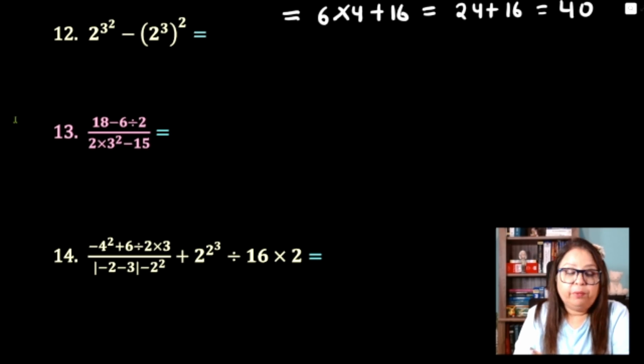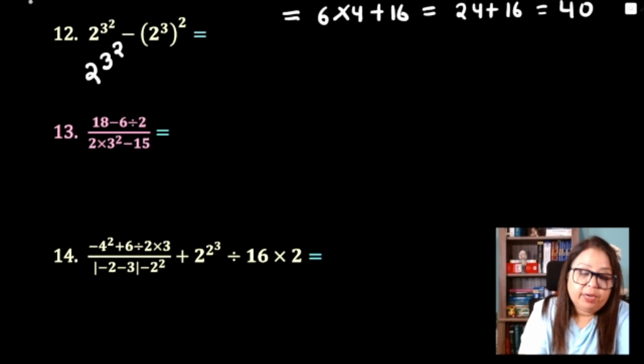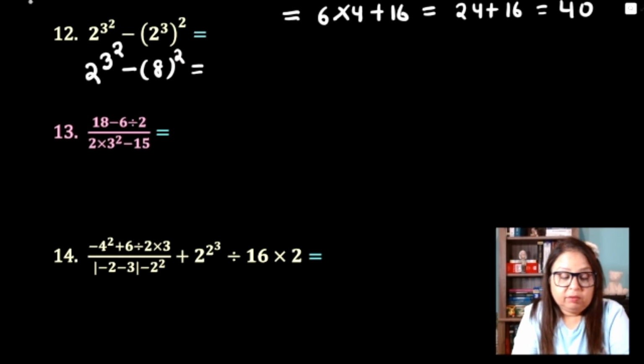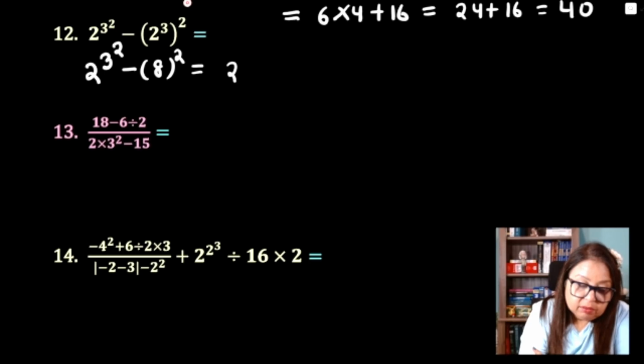So we are going to solve for parentheses first. What do we get? 2 to the power 3, and this power 3 is being squared, minus 2 cubed, that is equal to 8, and this 8 is being squared. Now we're going to take care of the exponents. So the first term is 2 to the power 3 to the power 2. That means this power here is being squared. And 3 squared gives us 9. So it is 2 to the power 9 minus 8 squared.